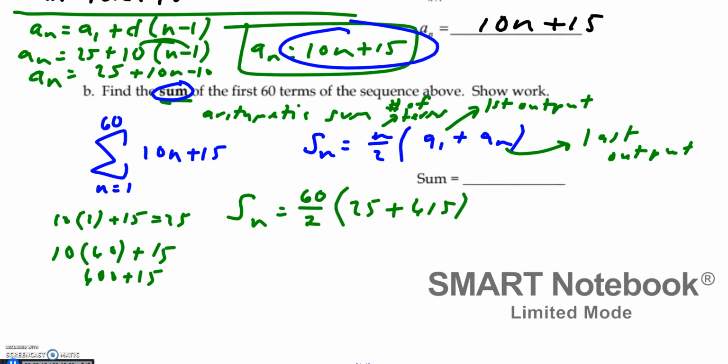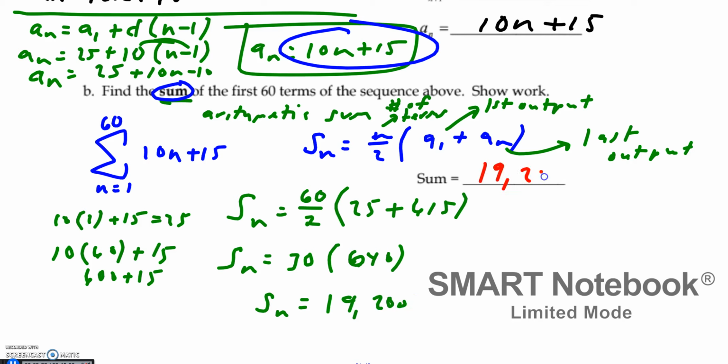So if I plug this into the calculator, 60 divided by 2 is 30. If I add 25 plus 615, that equals 640. If I multiply 640 times 30, I get that my sum is 19,200. So my answer here is 19,200.